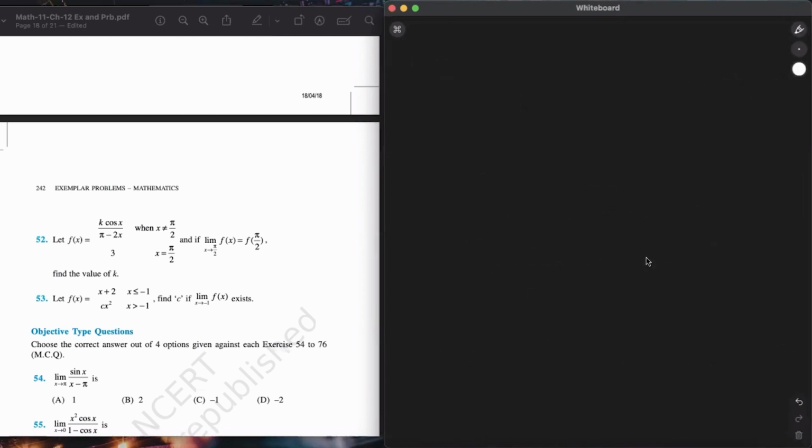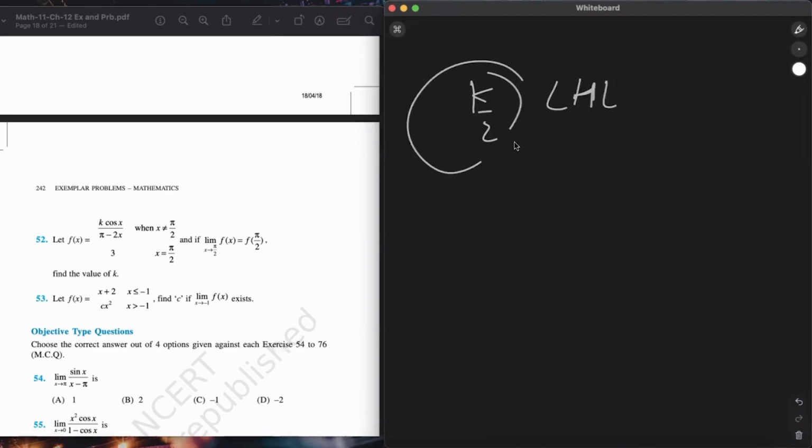So the same thing, if I take pi by 2 minus x equals y, then sin y by y, where y is tending to 0, will return a value of 1. So k by 2 is the value when I approach from the left-hand side. So this is the LHL value, k by 2. Alright, we'll keep this in mind.